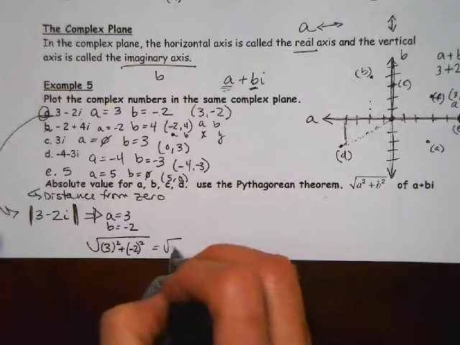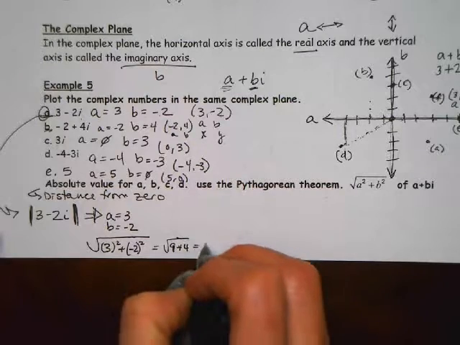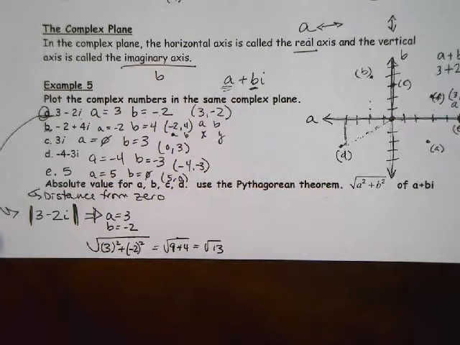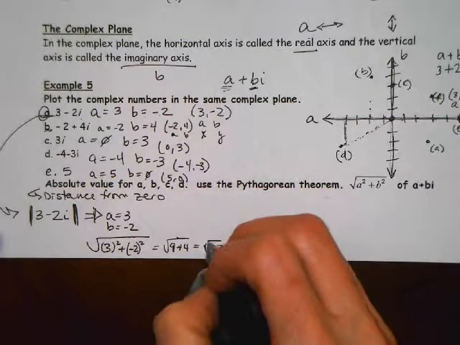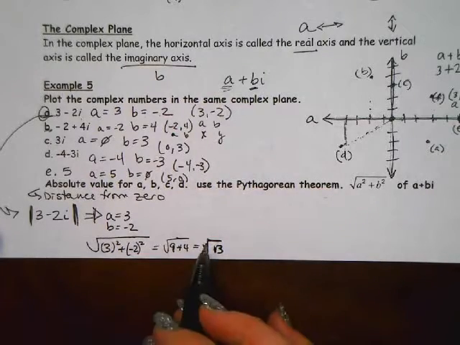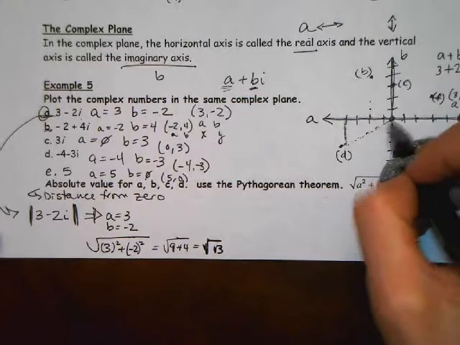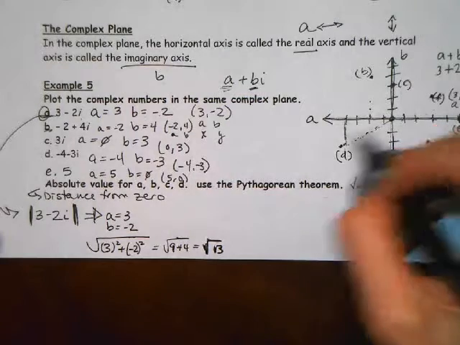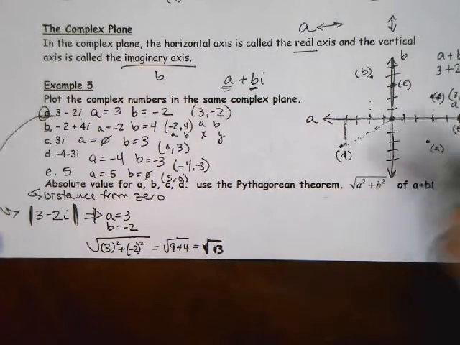That would be the square root of 9 plus 4, which is the square root of 13. I can't simplify it anymore, so the answer is the square root of 13. So it's telling me that the distance between this point and this point will be the square root of 13. If I plug the square root of 13 into the calculator, it would tell me a distance from there to there. Okay?